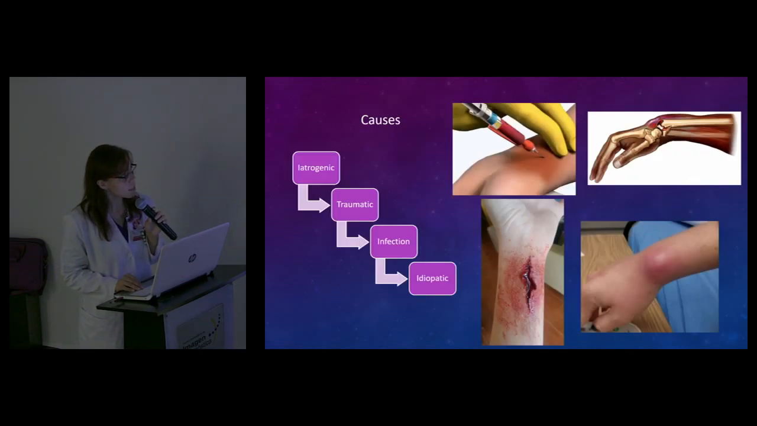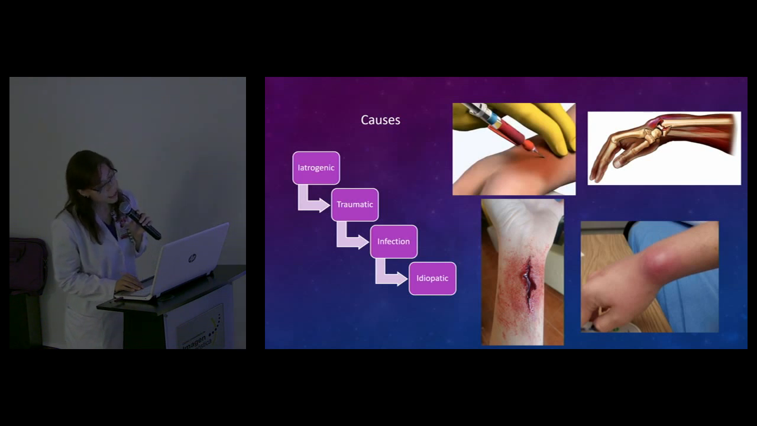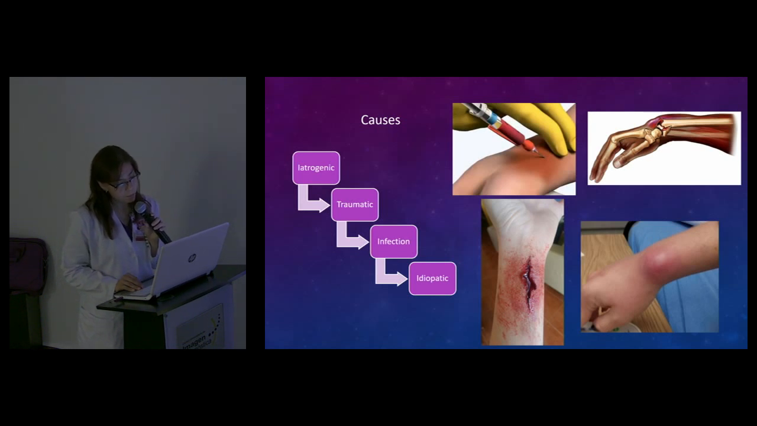The cause may be iatrogenic, such as a puncture with an angiography needle. The incidence increases with the use of large-caliber catheters and postoperative anticoagulation therapy. Traumatic causes include stab wounds, direct blows, and fractures, as well as infection and idiopathic causes.